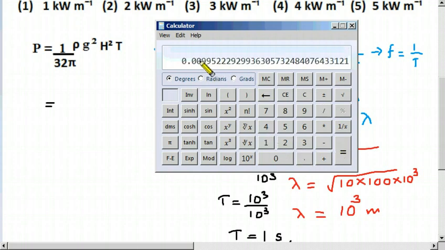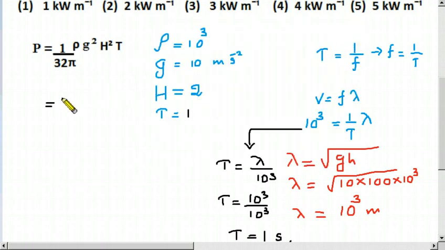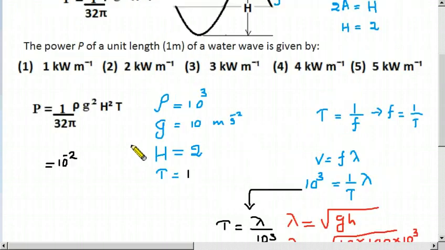Then 0.009, that is equal to 0.01. 0.01 is what? 10 power minus 2. So that value we can use, 10 power minus 2. You don't have to simplify all these things the way I did using the calculator. So easily that can be used.